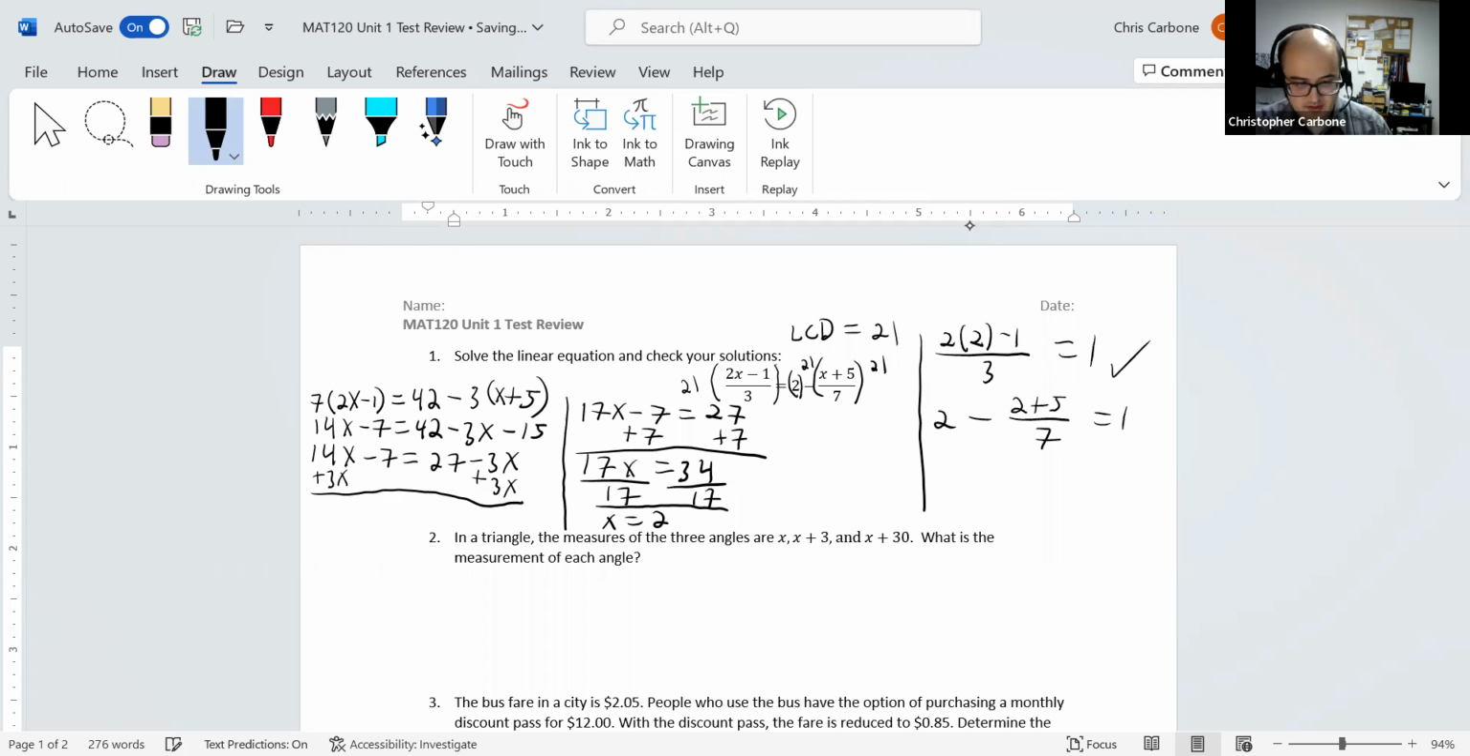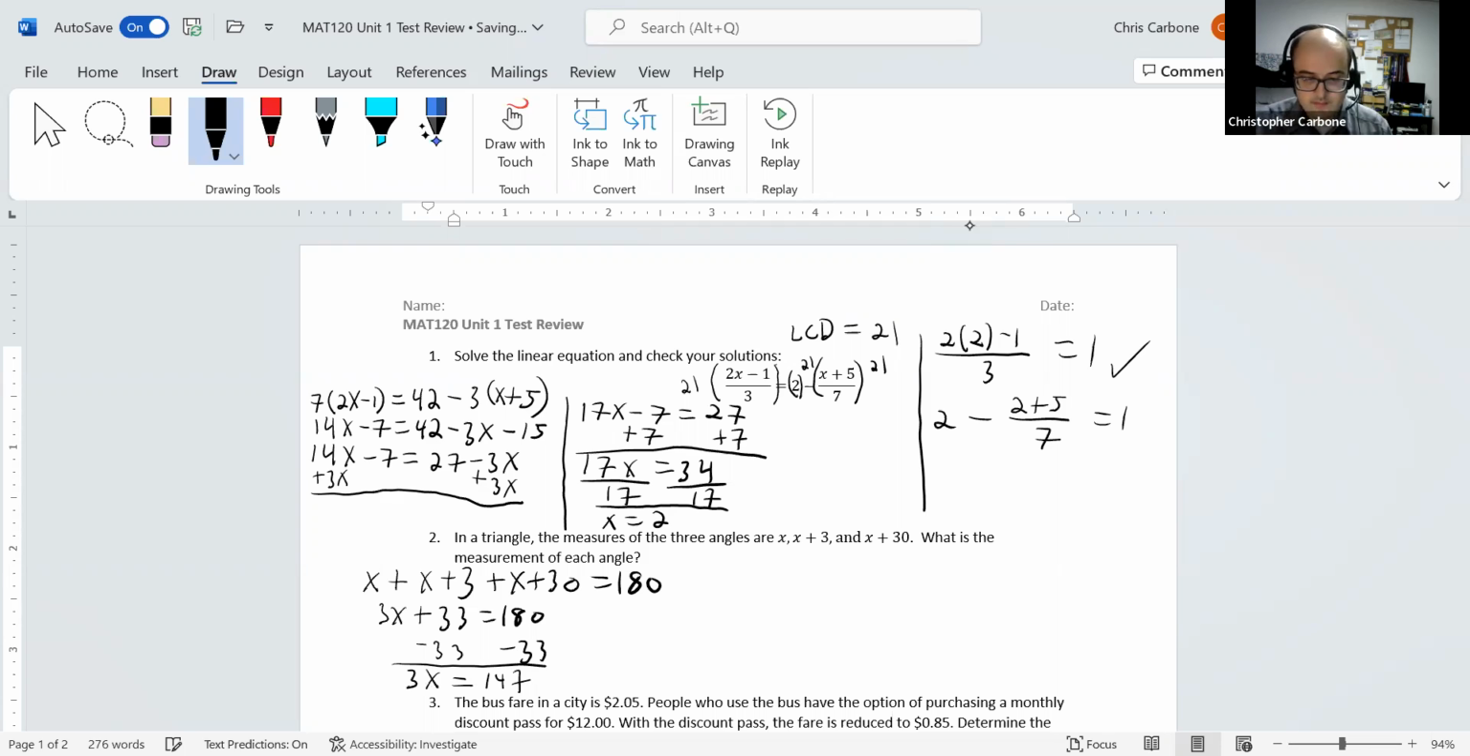The second problem. In a triangle, the measures of the 3 angles are x, x plus 3, and x plus 30. We want the measurement of each angle. So we're going to add them up since the sum is supposed to be 180. x plus x plus 3 plus x plus 30, this to make 180. Adding these like terms, we have 3x plus 33 equals 180. We can subtract 33 from both sides. And this gives us 3x is equal to 147.